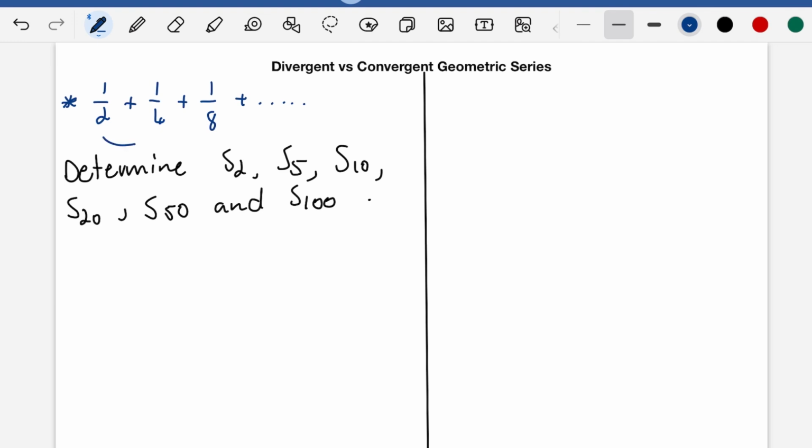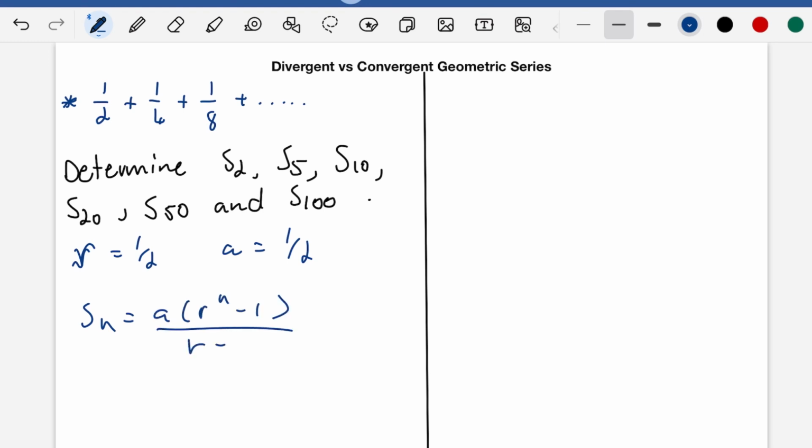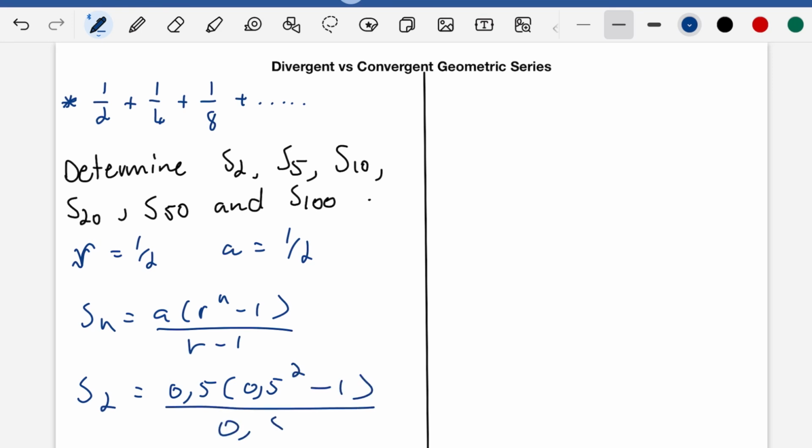See, here, we're multiplying by a half in each term. So the constant ratio r is 1 over 2. The first term a is 1 over 2 as well. Sum of n would be a into r to the n minus 1, all divided by r minus 1. So the sum of the first two terms, for example, would be the first term, which is 0,5 or a half, and 0,5 to the power of 2 minus 1, all divided by 0,5 minus 1. So it's adding a quarter and a half, and that would give you 3/4.